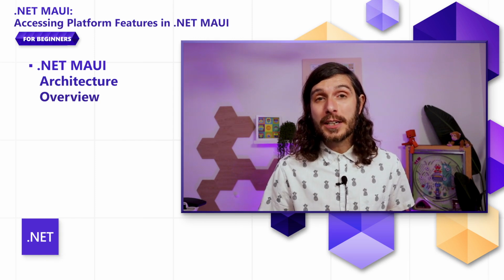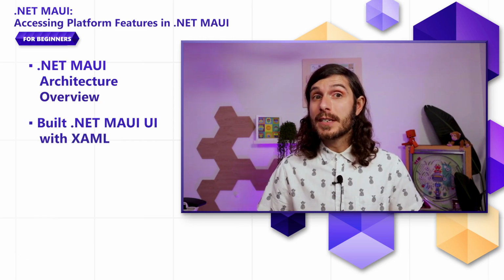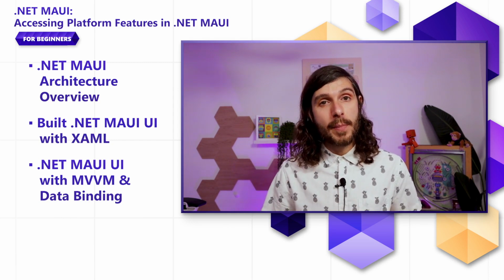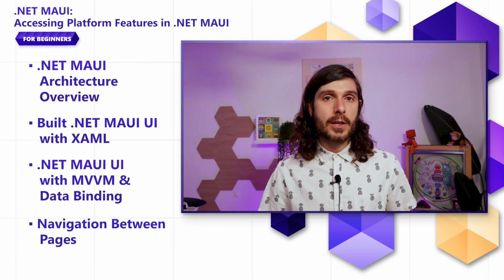Now so far we've done a lot in our application. We've learned about what is in a file new project, we started to build a user interface in XAML, added data binding in an MVVM architecture pattern, and we even did some navigation. Now next up is how to access native API features.